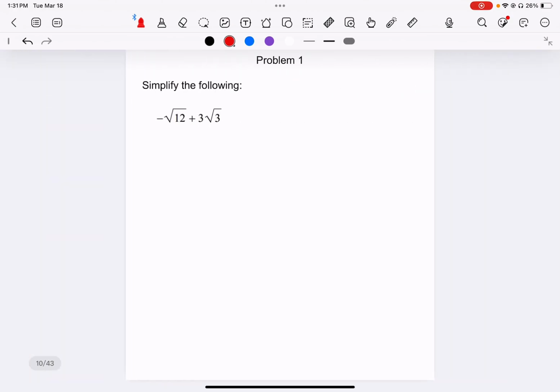Now I have negative radical 12 plus 3 radical 3. At the moment, I'm not taking the radical of the same number, so I cannot combine them. But this radical 12 I can simplify by splitting it up into 4 times 3. And then the 3 radical 3, I can simplify that. Now, radical 4, that's 2.